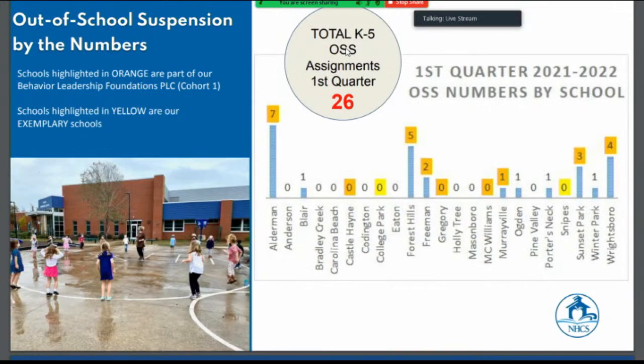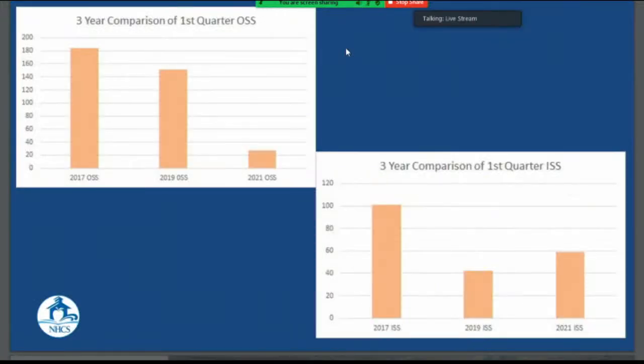I'll move on to the out-of-school suspension by the numbers. Again, our schools in orange are a part of our behavior leadership foundations, and the ones in yellow are our exemplary schools. Our total K-5 out-of-school suspension assignments for first quarter is at 26. So this is where you'll see the majority of the helpful information.